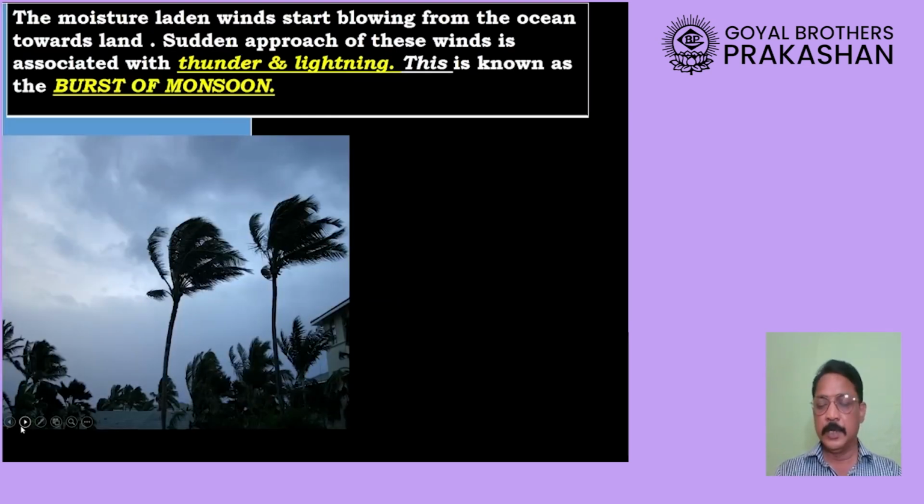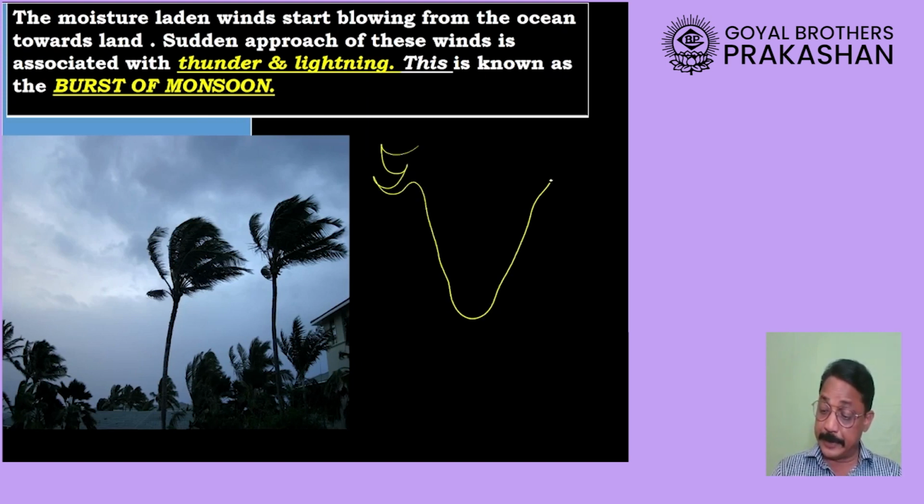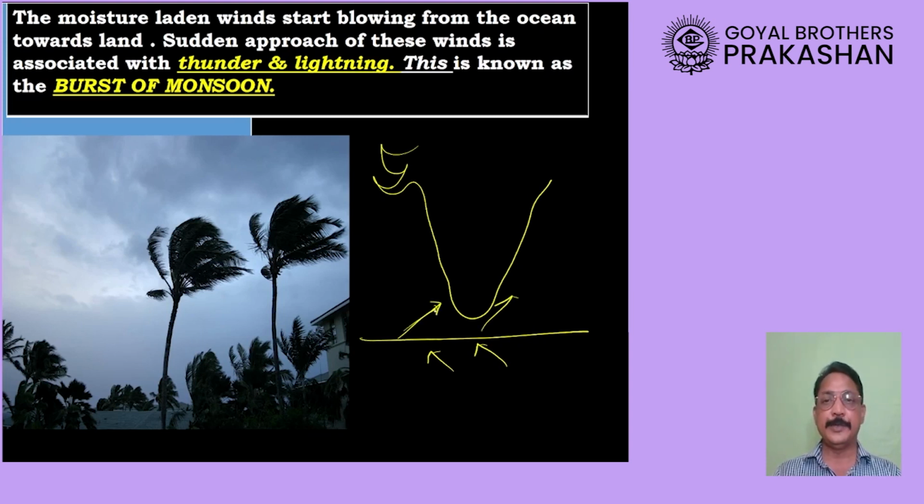Now very interestingly, when these winds reach India, what do you think? Which will be the first place to receive rainfall from them? Come on, think. Yes, you are right. The first state is Kerala. So they first strike Kerala. And the moment they come to Kerala, they arrive with heavy thunder and lightning. I repeat, they arrive with heavy thunder and lightning and very heavy rainfall.